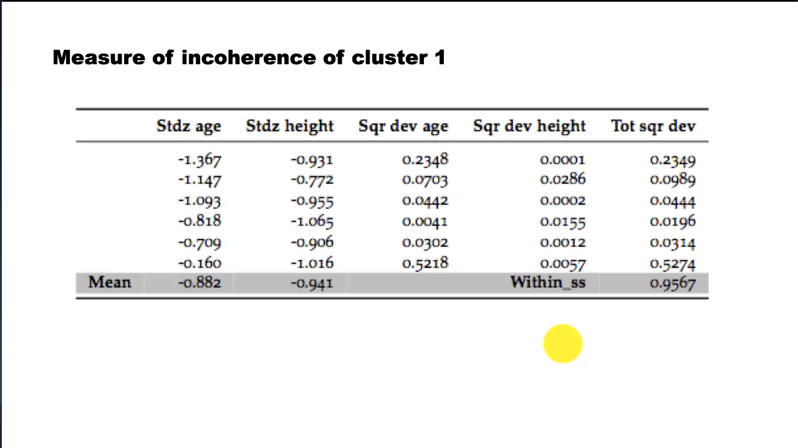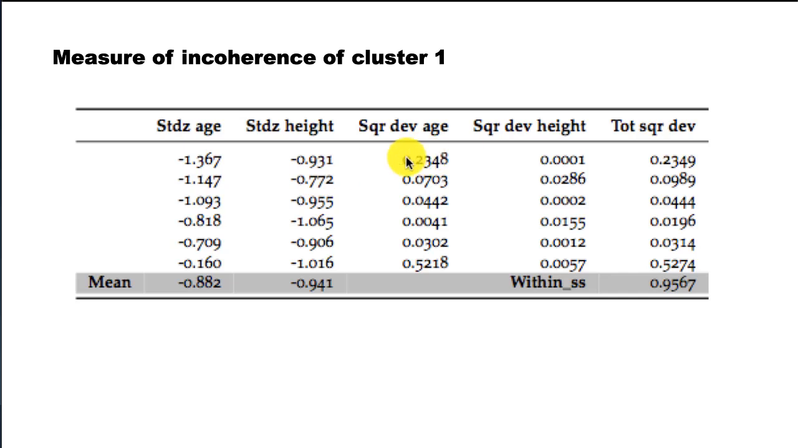So let's use our method to now calculate how much incoherence there is in cluster 1. Here are the standardized ages and the standardized heights. Remember we said that we need to normalize or standardize them. That's what we've done. And here are the means of the standardized age and standardized height. Now why are these values all negative? That is because in cluster 1 you have people whose ages are smaller and heights are smaller, so they are all below average, and therefore when you standardize, anything below average becomes negative. That's what has happened here.